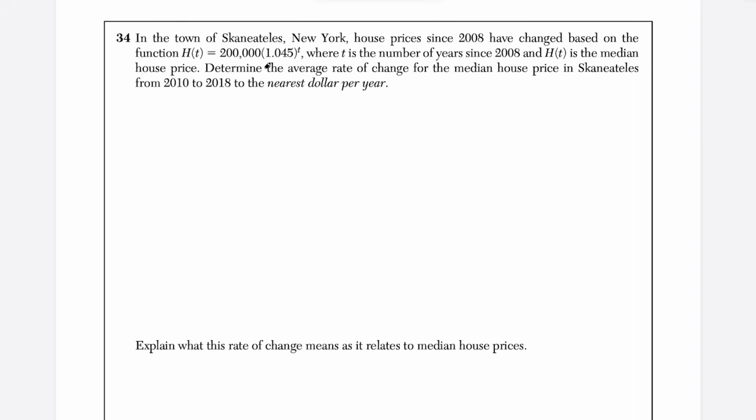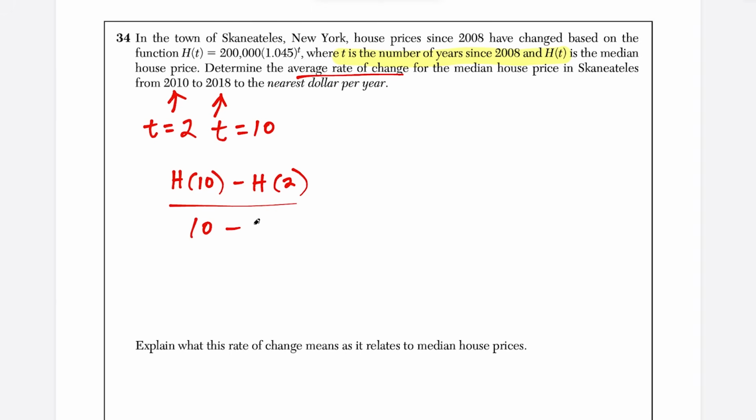So for this one here, a sneaky detail to look out for is that t is the number of years since 2008. So if we're going from 2010 to 2018, 2010 is 2 years since 2008. So that would be t equals 2. And then 2018 would be 10 years since 2008. So that would be t equals 10. So in terms of finding the average rate of change, we're going to do h of 10 minus h of 2 divided by 10 minus 2. Okay, and then the units here are going to be dollars per year at the end.